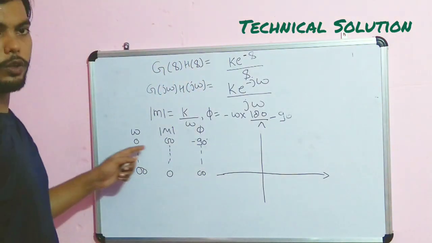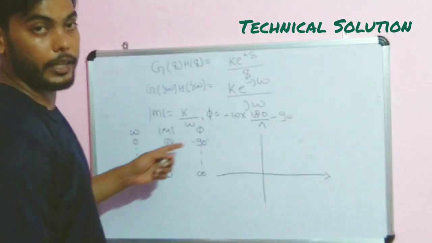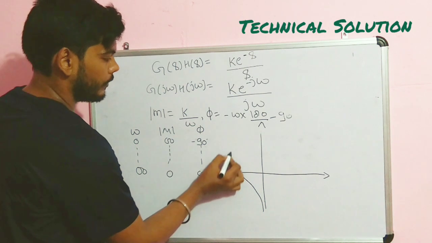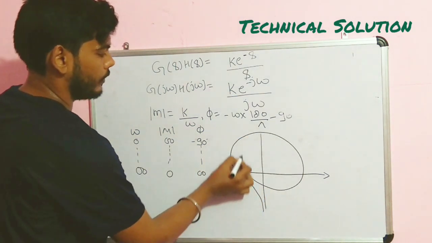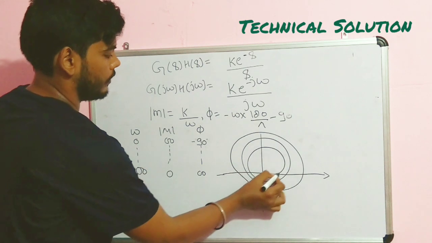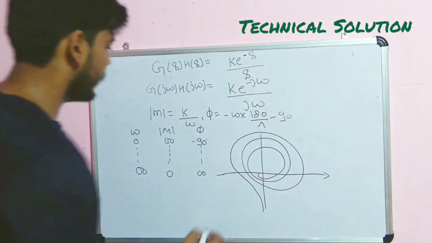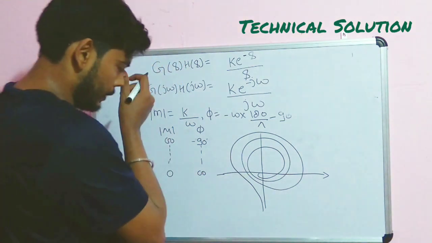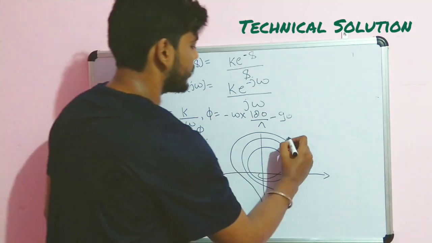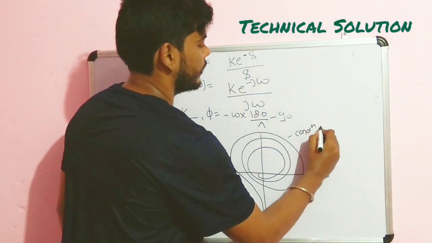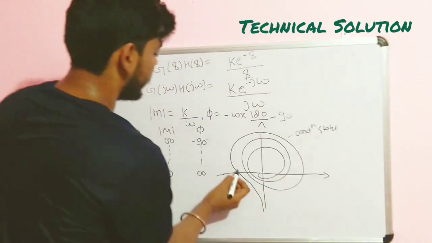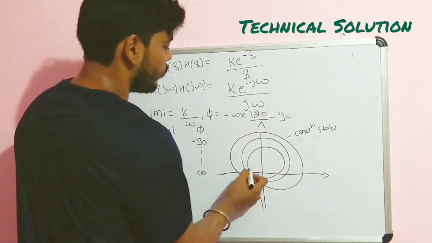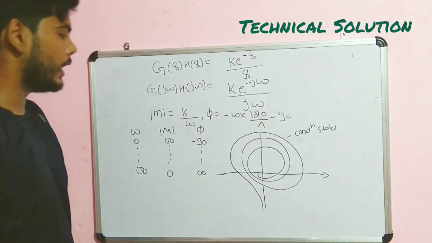When omega is equal to 0, the magnitude is infinite and the phase is minus 90. So the polar plot looks like this. It also intersects the negative real axis of the s plane, so it is also conditionally stable. It intersects the negative real axis, and it does so infinitely many times.